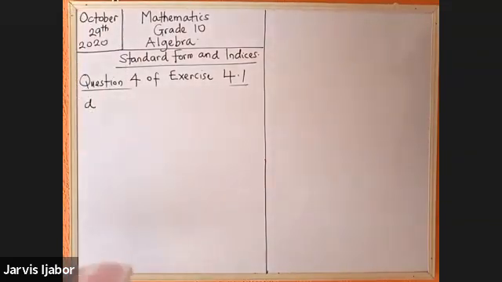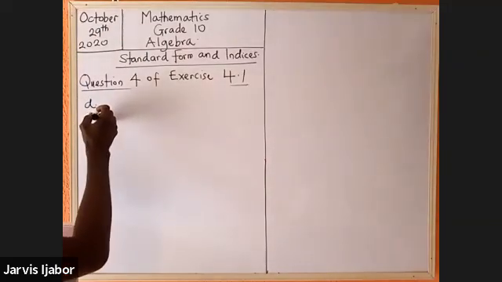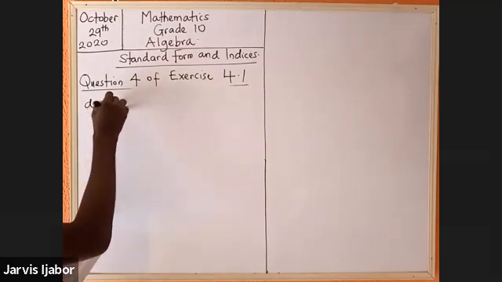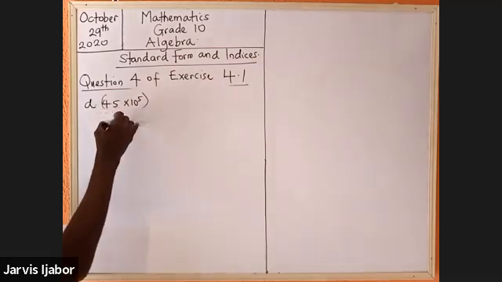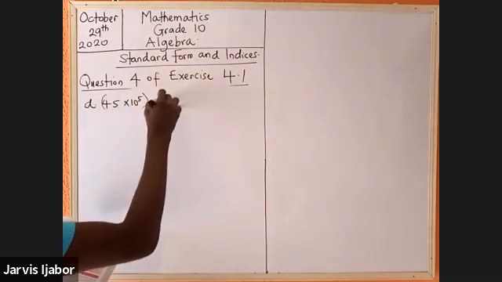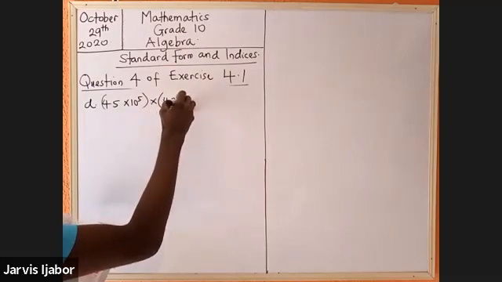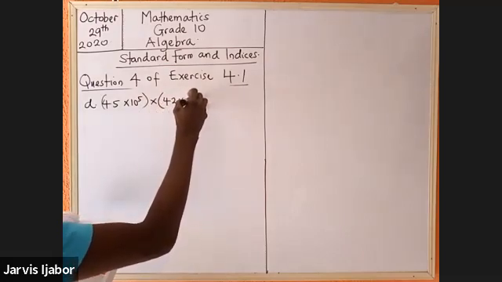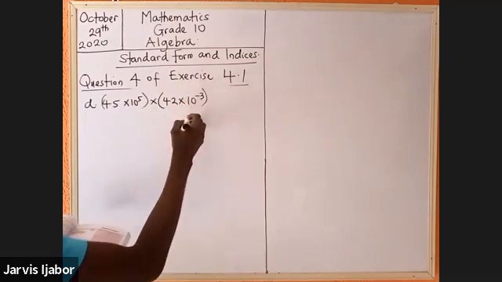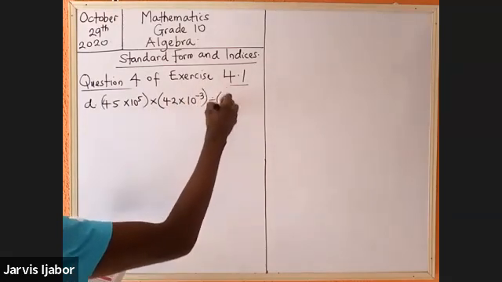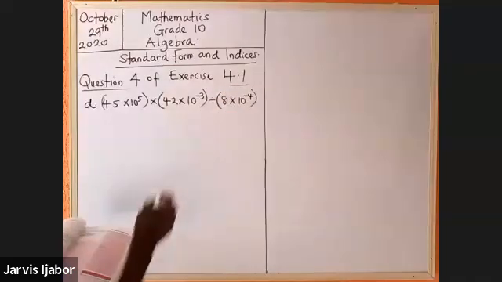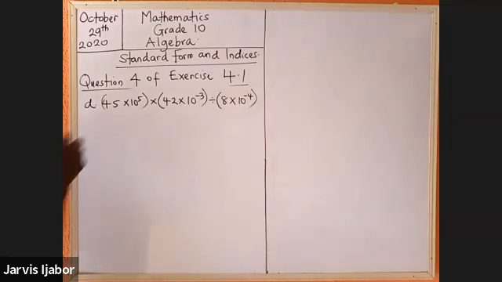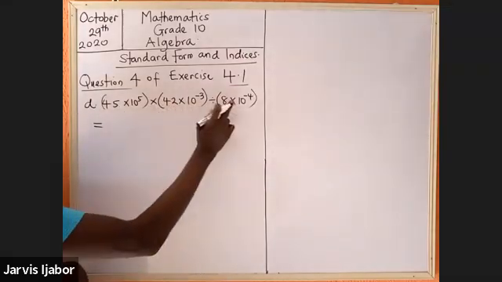Okay, we'll go to question D now, and it says 4.5 times 10 to the power of 5 times 4.2 times 10 to the power of negative 3 divided by 8 times 10 raised to the power of negative 4. All right. Now, the first thing you need to do is to put this in perspective. This times this divided by this.